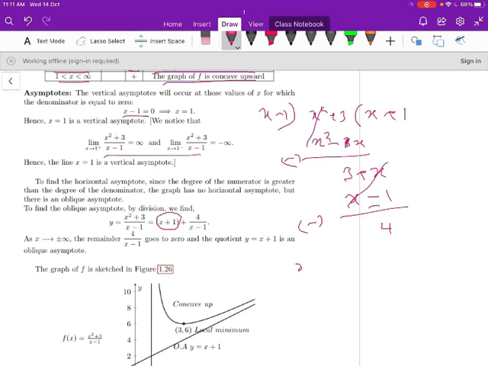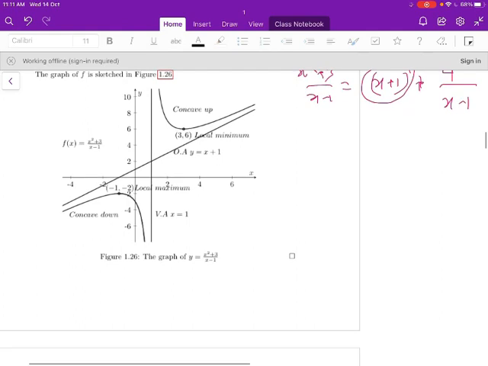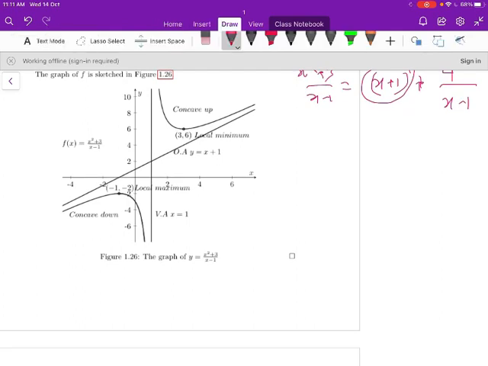Therefore, x square plus 3 by x minus 1 can be written as the quotient, x plus 1, plus the remainder 4 by the divisor x minus 1. So the quotient will be the oblique asymptote. Yes, x plus 1 will be the oblique asymptote. When x tends to infinity, the remainder term becomes 0. So x plus 1 will be the oblique asymptote of the graph, which I define as y is equal to x plus 1.